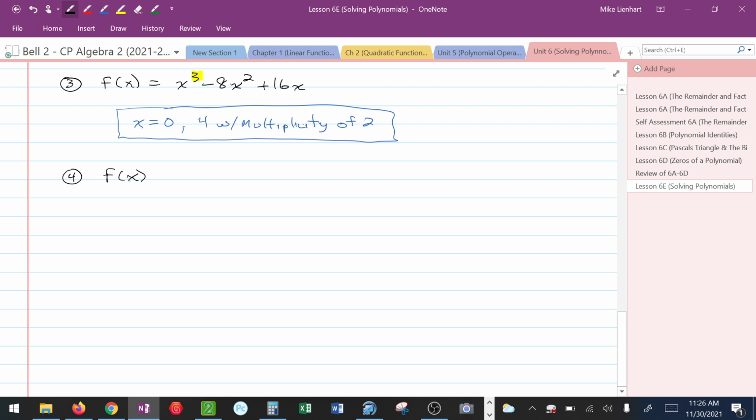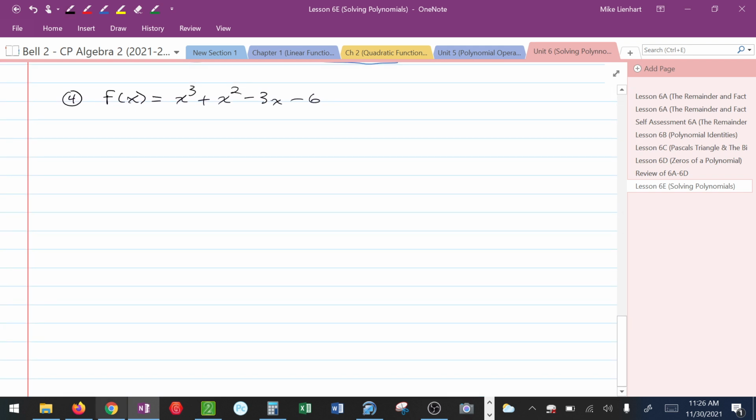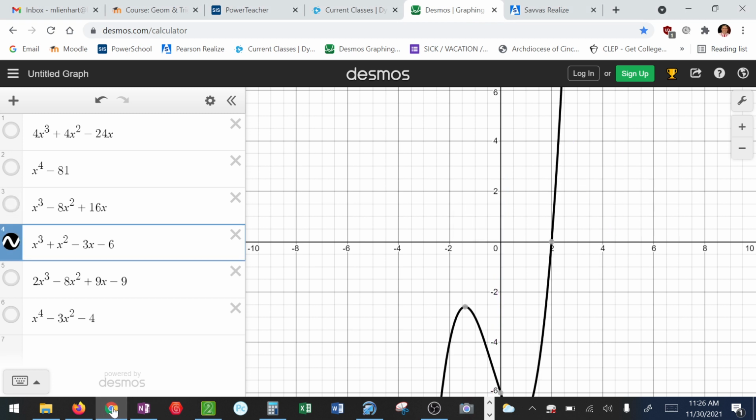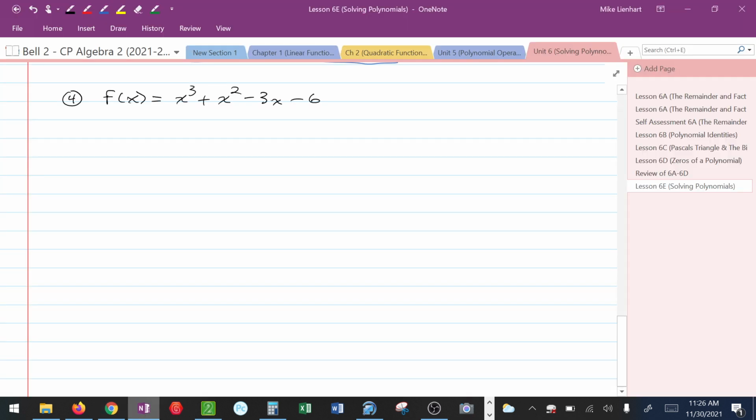F of x is equal to x cubed plus x squared minus 3x minus 6. All right, in order to solve this, first thing I'm going to do again, go to the graph. So let me turn that one on. And I notice that it goes through just once at 2. So I'm going to come back over here and say, okay, I know x is equal to 2. But the fundamental theorem of algebra tells me I'm supposed to have 3 answers. I'm going to take the one answer I know out. How do I do that?